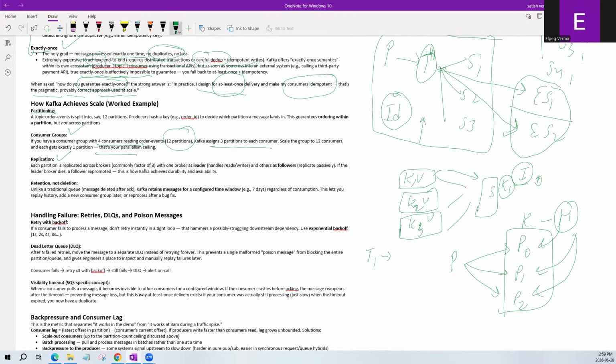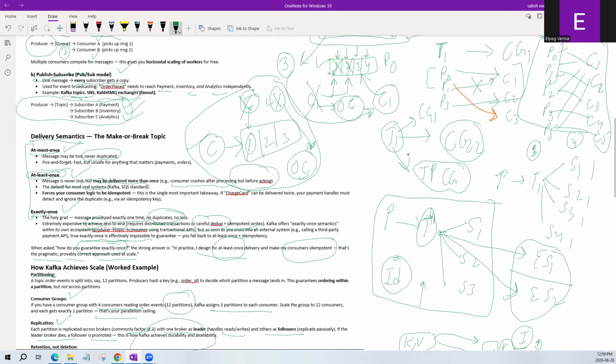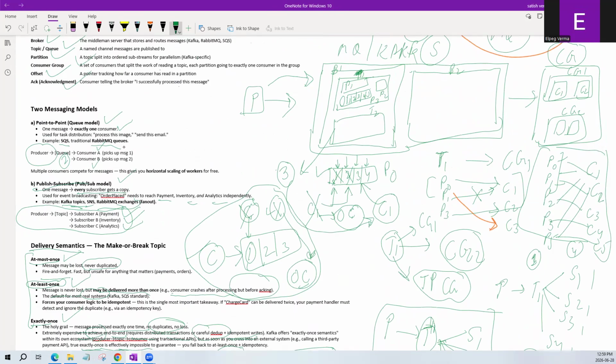Replication. So we can replicate the brokers. Let's see. Each partition is replicated across brokers, commonly with a factor of 3, with one broker as a leader handling read and write, and the others as followers. If the leader broker dies, a follower is promoted. This is how Kafka achieves durability and availability. I explained this already, right? So multiple brokers, right?